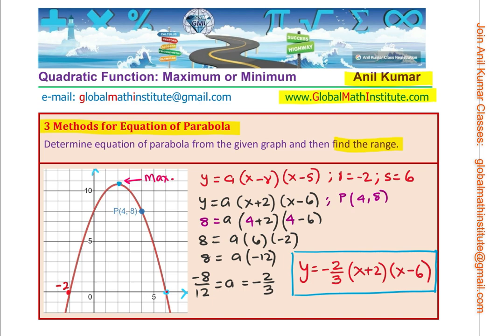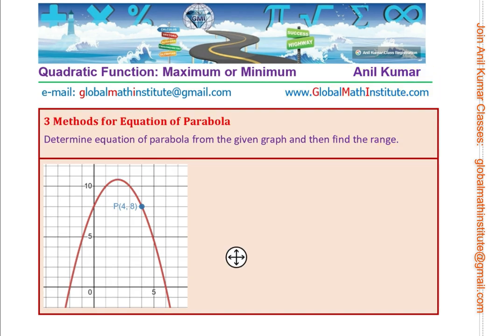So let's go to the next page with our equation. We already found the value of a as minus 2 over 3, and now we find the vertex. So we have y equals minus 2 over 3 times the two x-intercepts: (x plus 2) and (x minus 6).